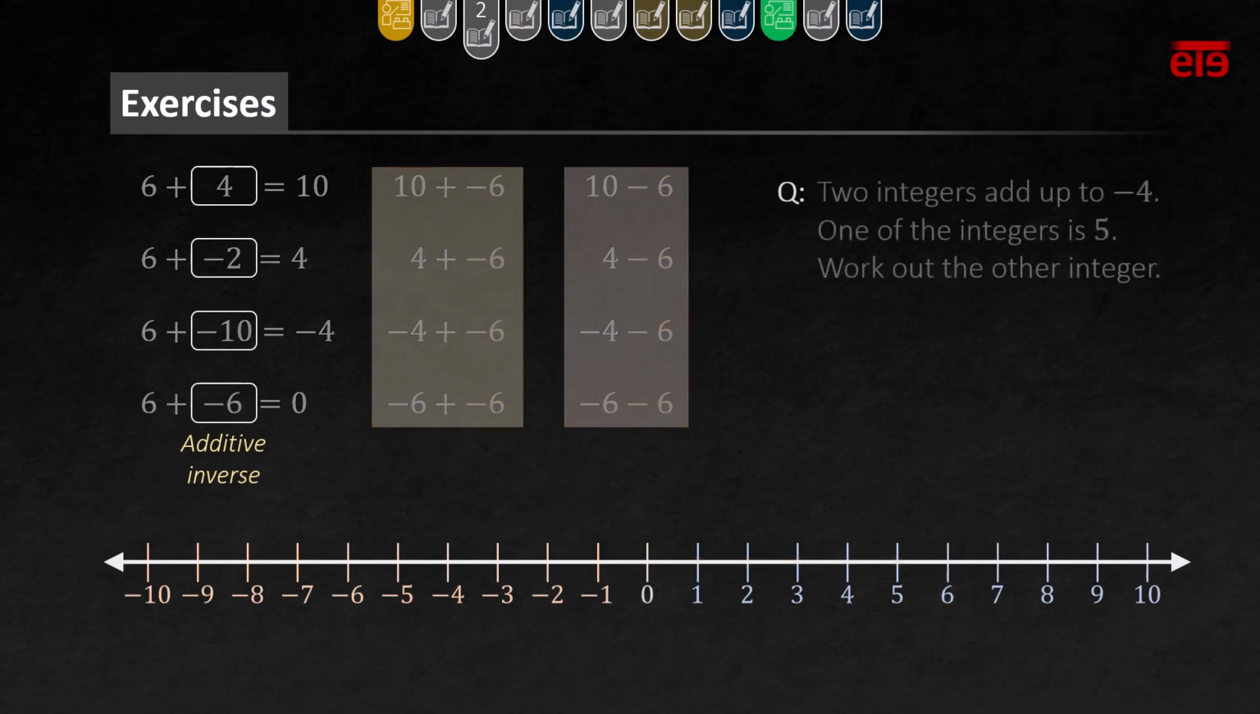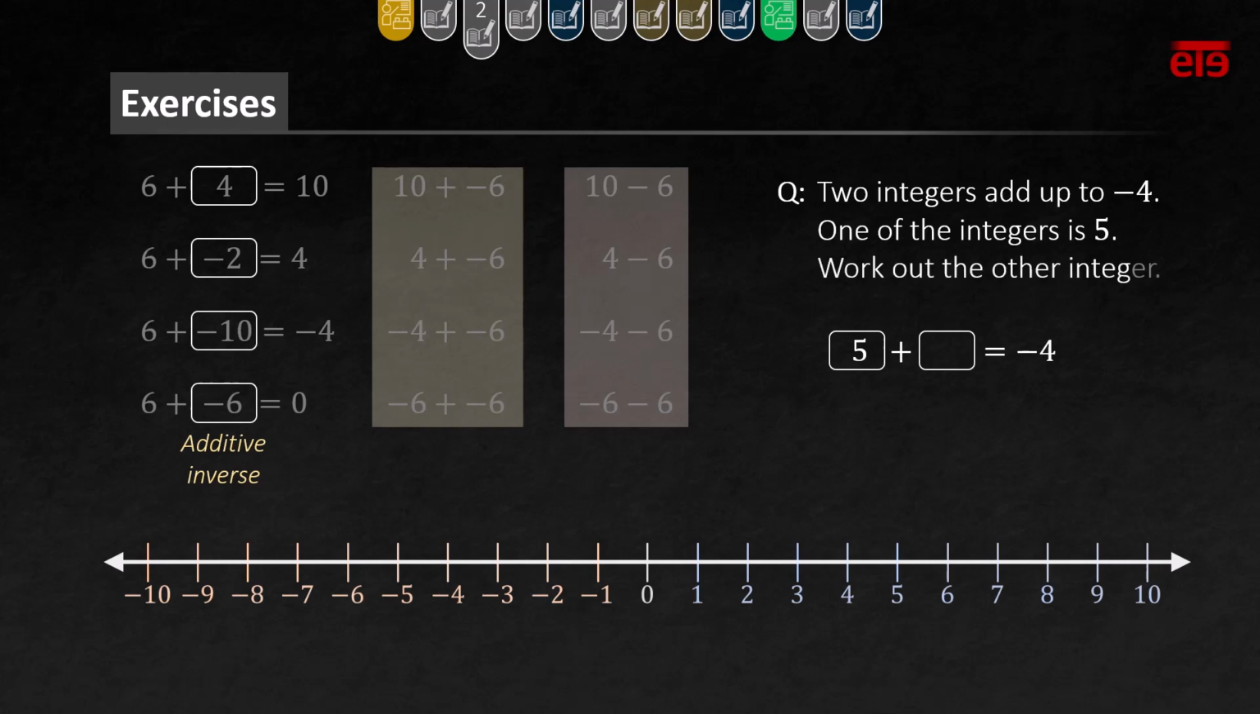Here is another question. We need to convert the mathematical expression from the question. Two integers add up to -4. There are two unknown integers and their sum is -4. One of the integers is 5. We can put 5 in one of the two boxes. We have to work out the other integer.